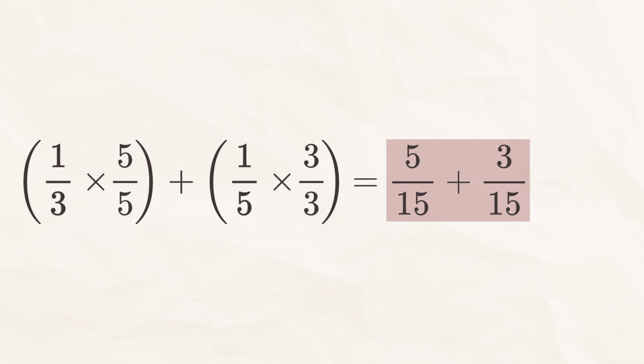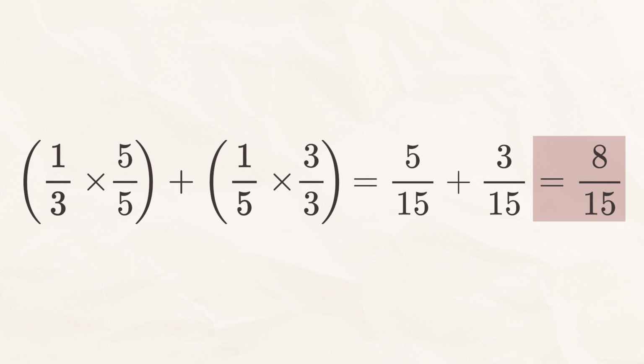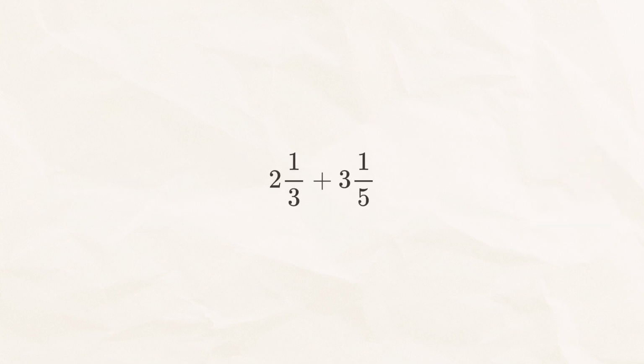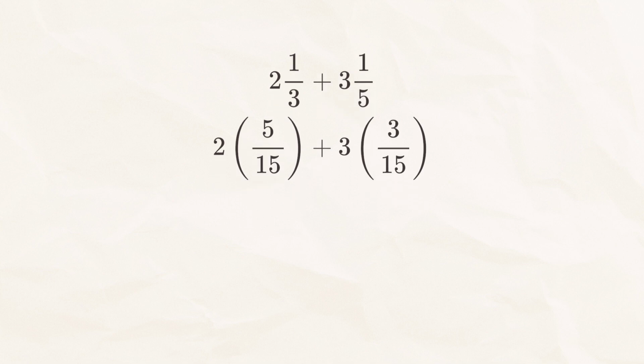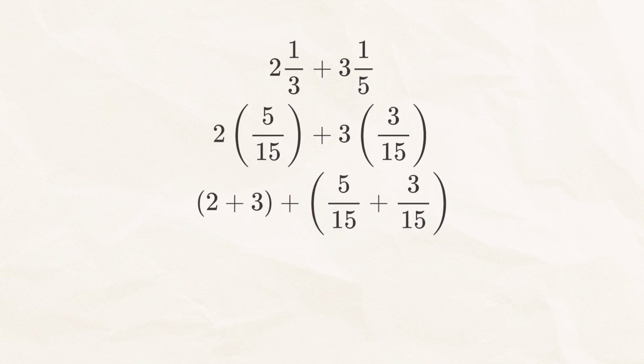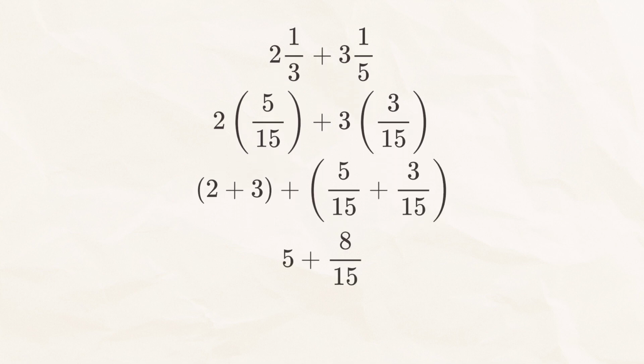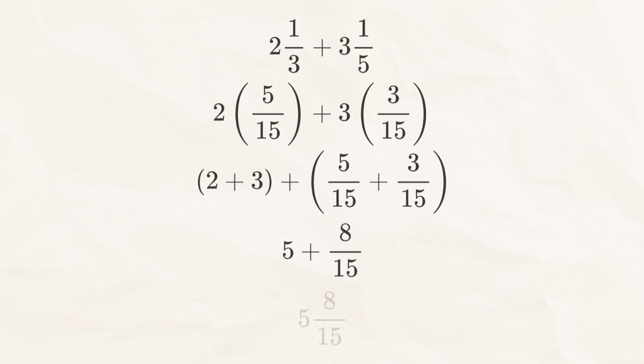Our problem has now gotten much simpler. With our new and much more likable denominators, adding these is a piece of cake. We add our numerators, 5 and 3. Now we have 8 over 15. If we go back to our original problem, substitute our new and improved fractions, separate the whole number parts from the fractions, add everything up, and we get 5 plus 8/15, which is 5 and 8/15.